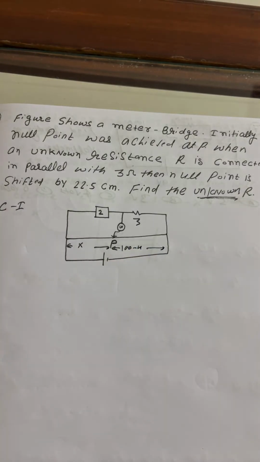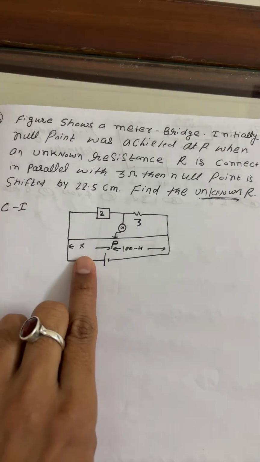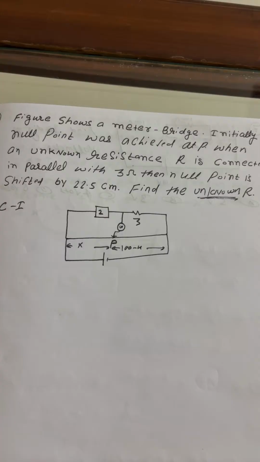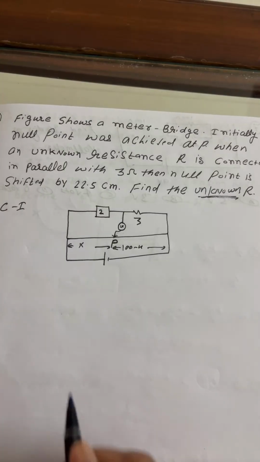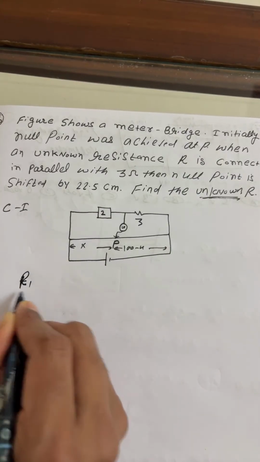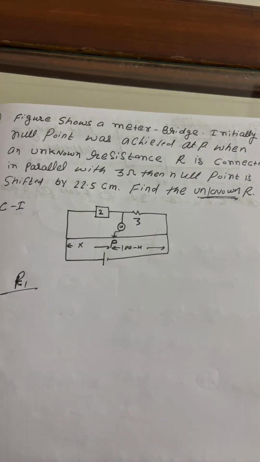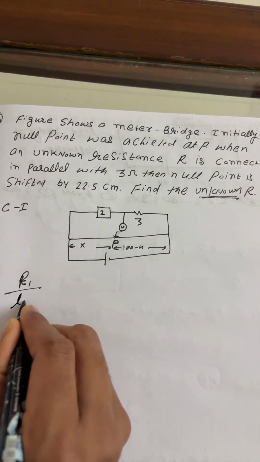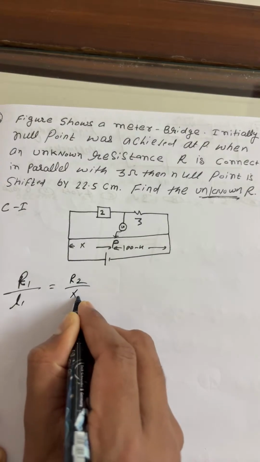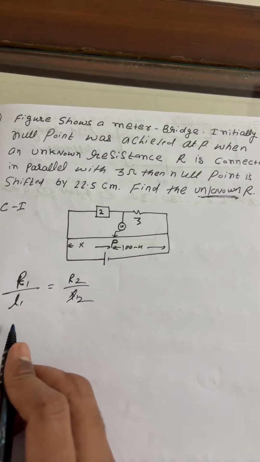What's the question here? In the meter bridge, initially the null point was achieved at point P when an unknown resistance R is connected in parallel. Initially we have 2 ohm. I'll apply the same principle here. I hope all of you remember, this question has been repeated multiple times, and it is almost a part of potentiometer as well. So you can write R1 upon L1 is equal to R2 upon L2. Simple, my dear. This is a JEE question only.